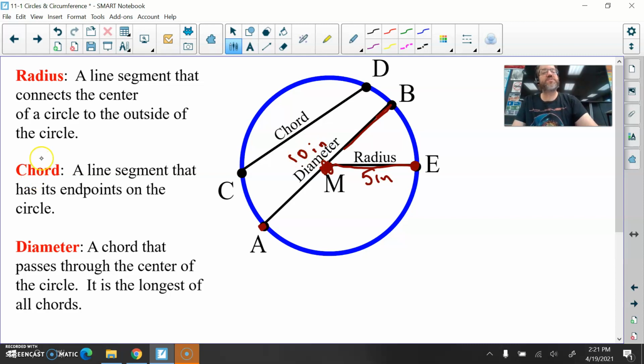A third term we need to know is chord, C-H-O-R-D. A chord is any line segment that has its endpoints on the circle. Like segment CD here is a chord. You know what? The diameter is also a chord. But the diameter is a special chord because it's passing through the center of the circle, and as a result, it ends up being the longest distance across the circle. Okay, that's the diameter. It's just a special chord that passes through the center of the circle. So key terms, diameter and radius are the big ones here. The diameter is twice the radius. The radius is half the length of the diameter.